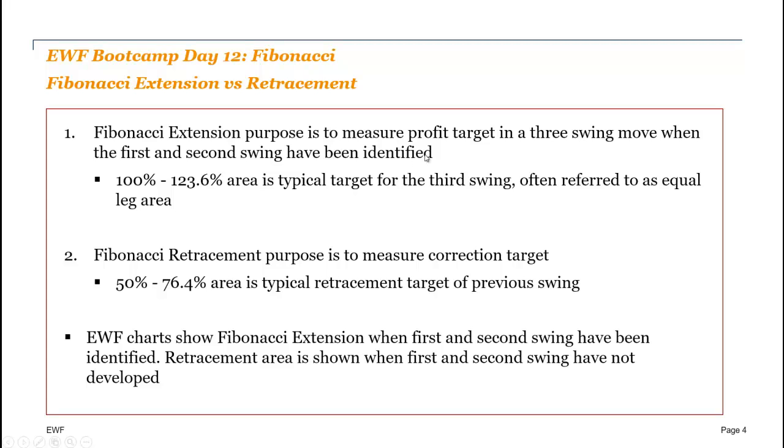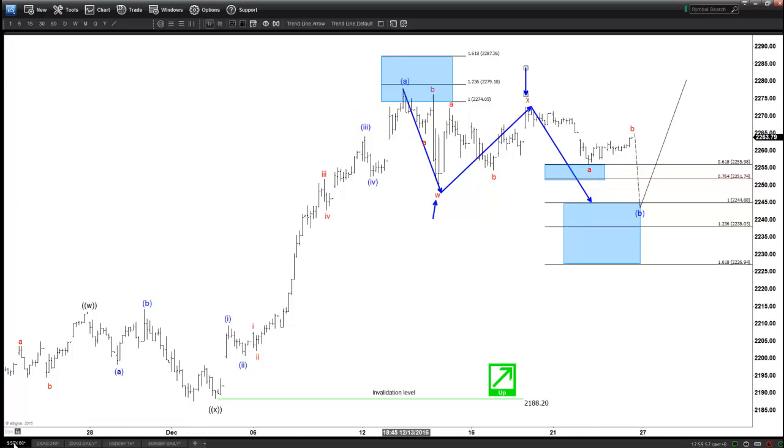So the key here is this one: when the first and the second swing have been identified. I think that's the key statement. When the first and the second swing have been identified, the EWF chart will always show Fibonacci extension. So let's take a look at an example here. Let's take a look at SPX as an example.